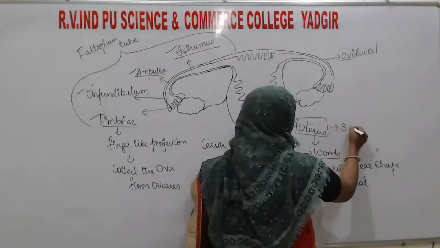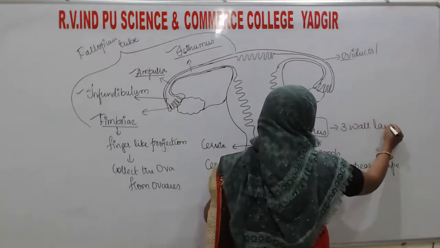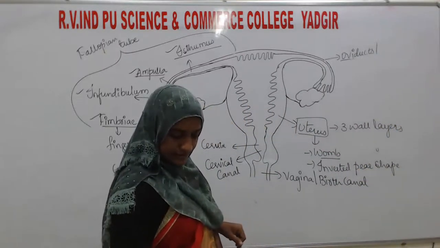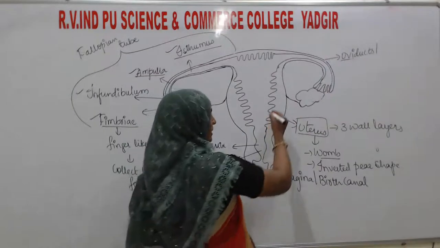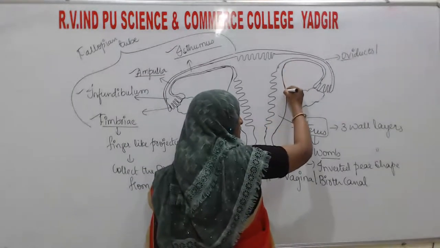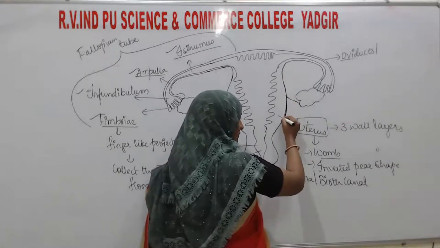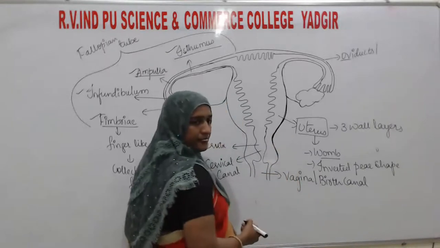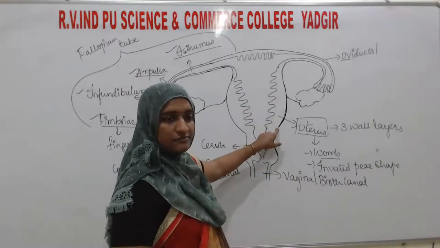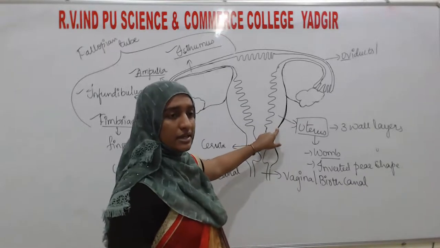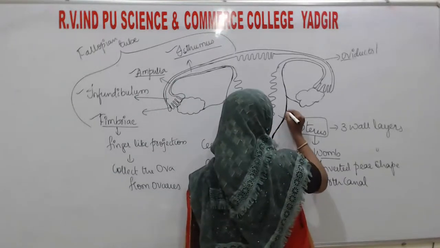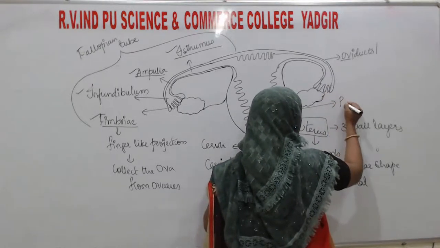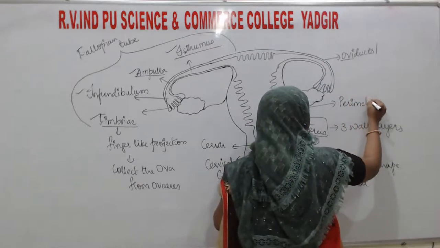It is made up of three wall layers. And what are those wall layers? The first is the external, thin, membranous layer. This is the outermost or external layer. It is very thin, membranous, and it is known as the perimetrium. It is the outermost, thin membranous layer, which is known as the perimetrium.